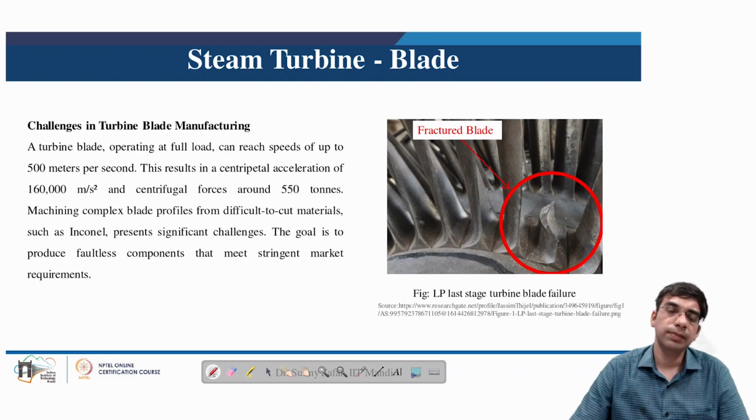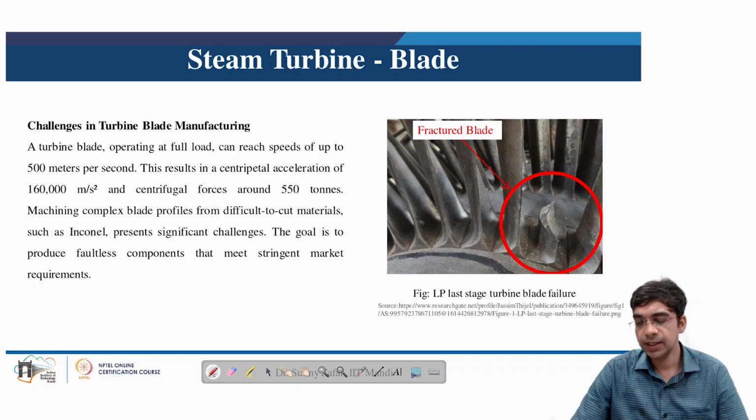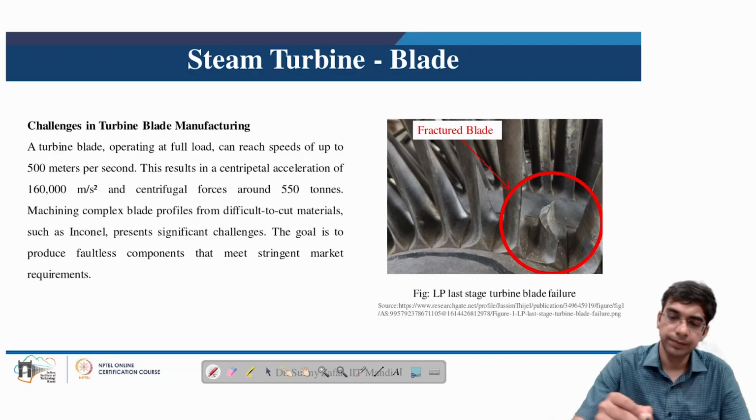Moreover, the blades have a complex aerofoil shape, and the complex blade profile of difficult-to-cut materials such as Inconel presents significant challenges. So here the goal of any machining process is to produce faultless components that meet the stringent market requirements. Shown here is the low pressure last stage turbine blade, which failed because of some manufacturing defect.